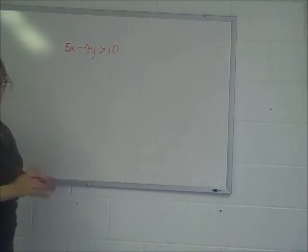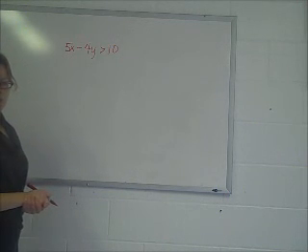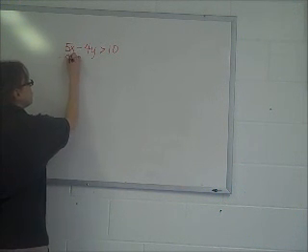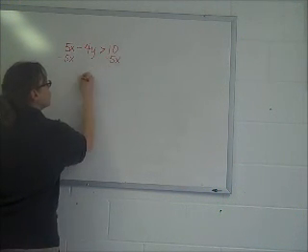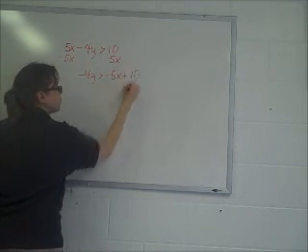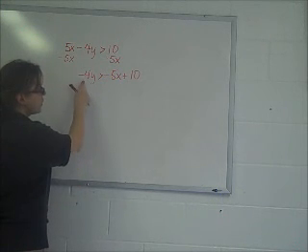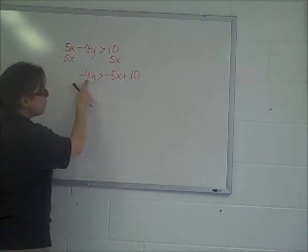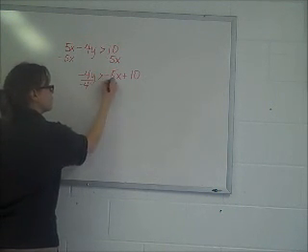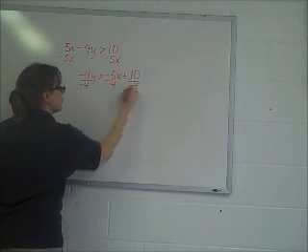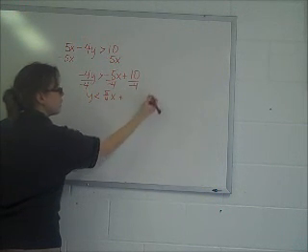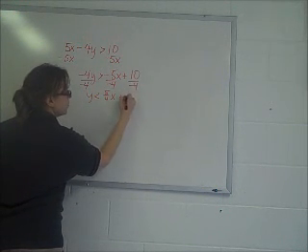The first thing we want to do is make it look like slope-intercept form. So we need to get the y alone. We're going to start by subtracting 5x from both sides. Then we're going to divide by -4. Remember that our rules of inequalities still apply, so when you multiply or divide by a negative, it changes the direction of the inequality. And we're going to reduce that, dividing by 2 on top and bottom.